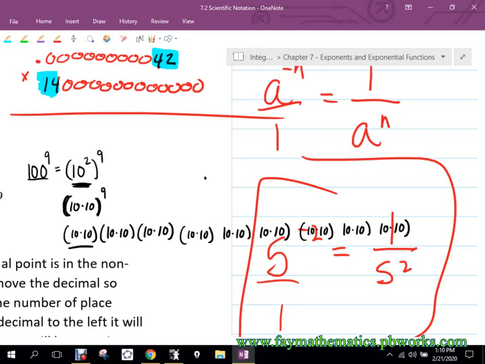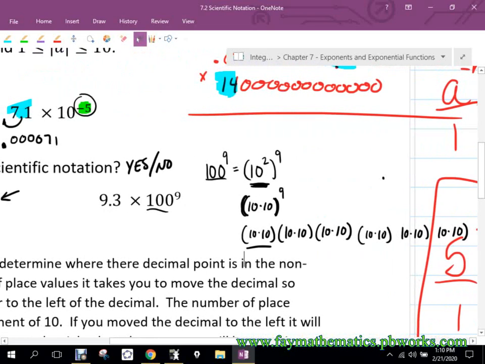So when we say 100 to the ninth, that is the same thing as 10 to the 18th. Now, what we'll learn eventually is that there's a quick way to get that 18. If I highlight those two numbers, do you see the quick way to get that 18?